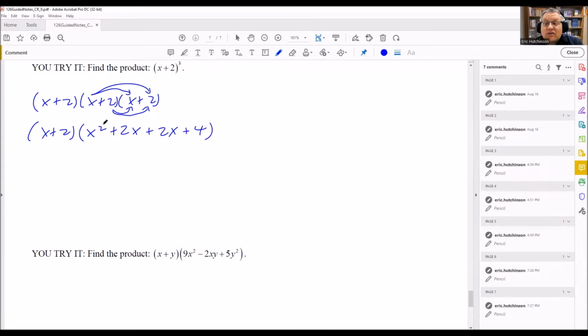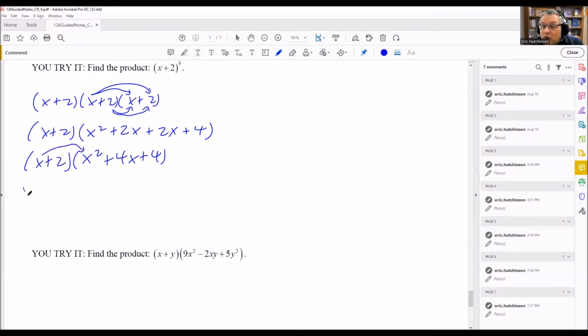Before you multiply this again, let's simplify inside the parentheses. There's some like terms there. This becomes x squared plus 4x plus 4. And now we're going to do the same thing we just did for the preceding problem. You're going to take x times everything inside the parentheses and then 2 times everything inside. So let's do this.